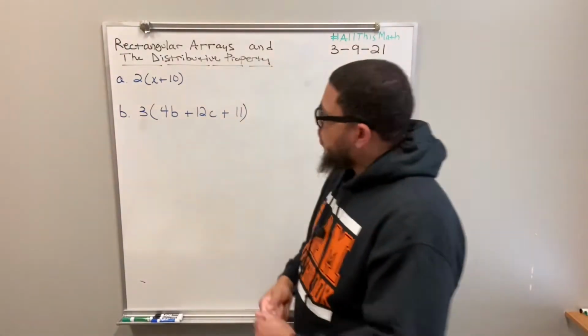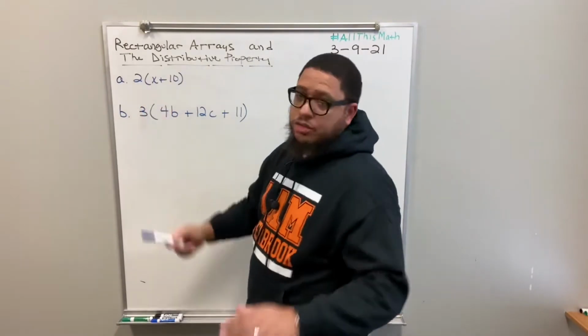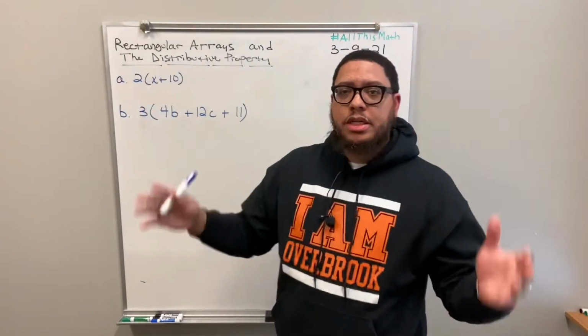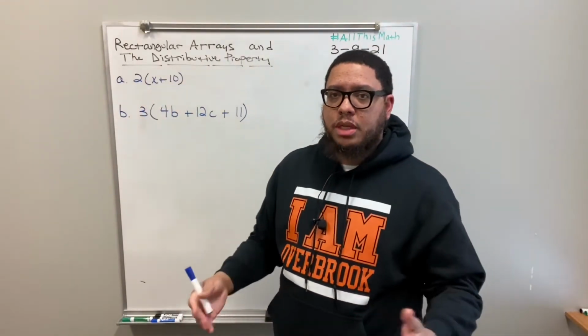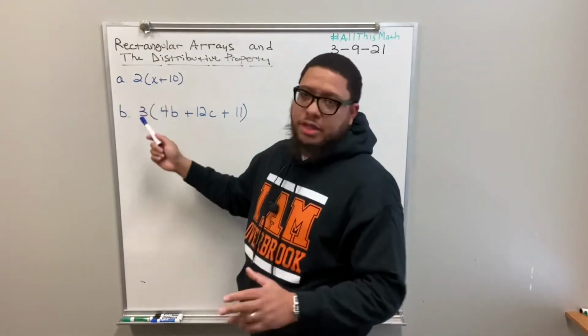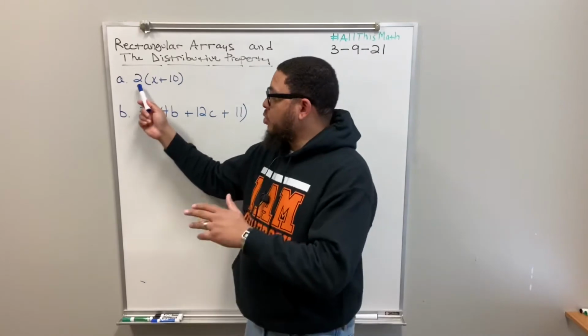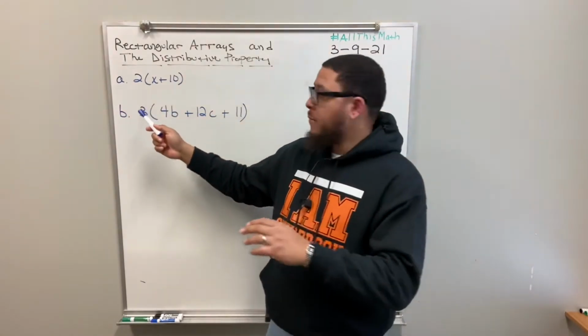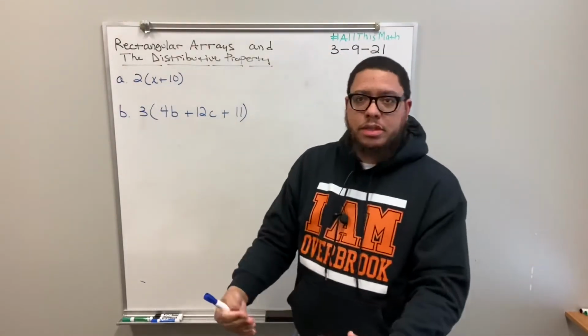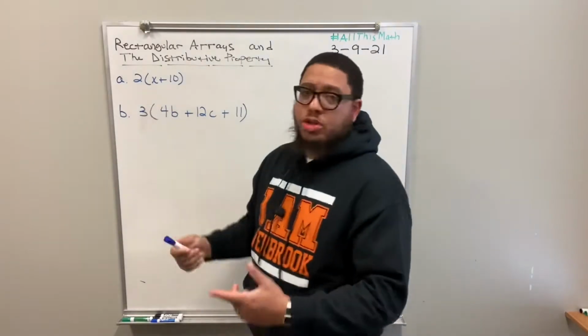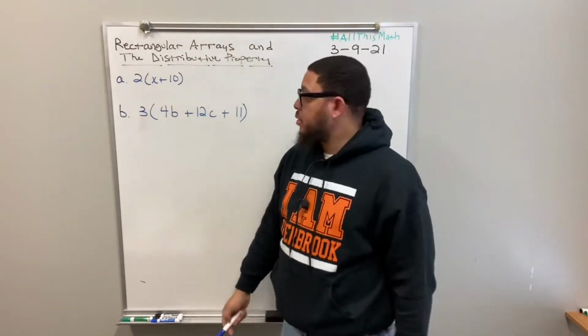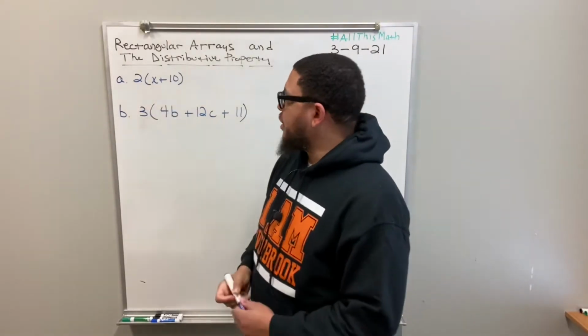All right, so we have 2, and this is very important because we need to know how to read these expressions verbally when we see them. We don't want to say 2 parentheses x plus 10 parentheses. We don't say that. We want to say 2 times the quantity and then whatever's inside the parentheses. So here we have 2 times the quantity x plus 10.